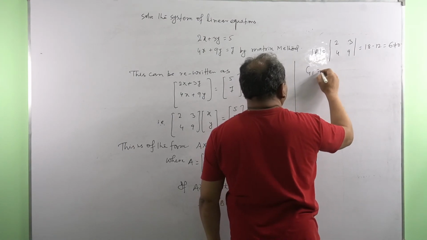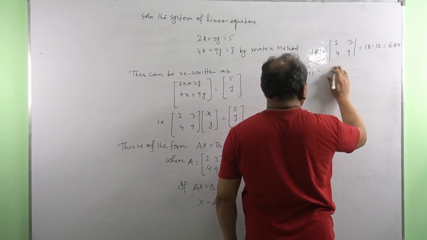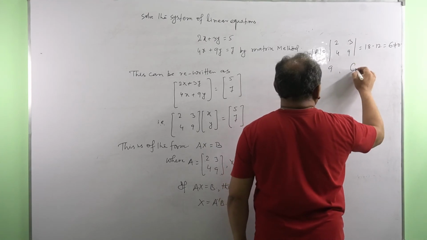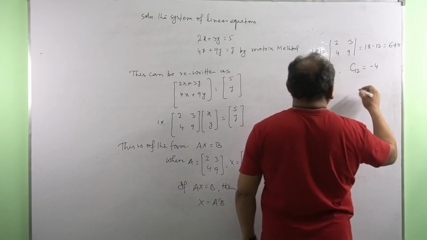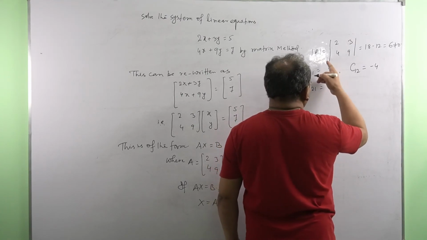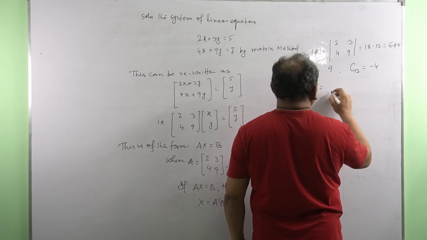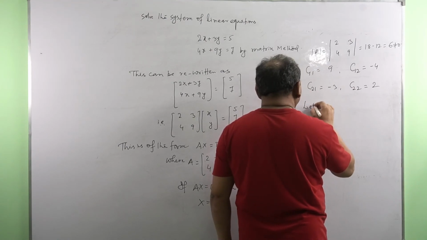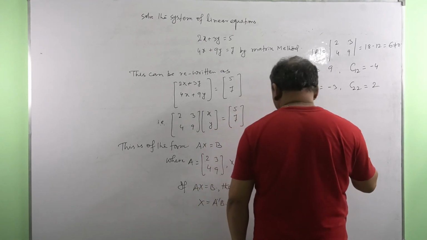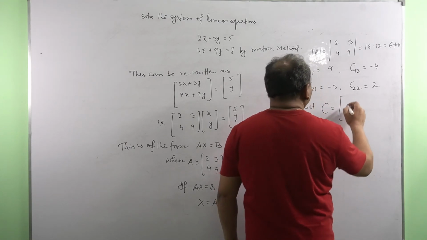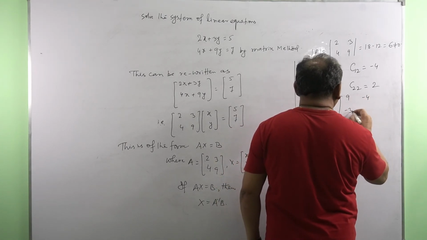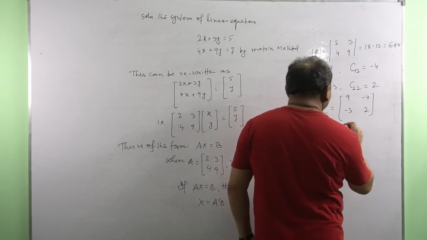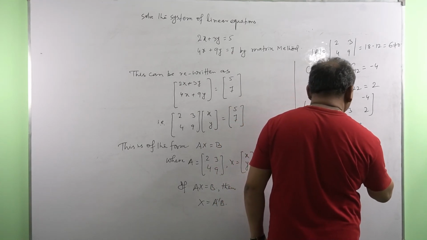C11 is minus 1 raised to 1 plus 1 times the minor, so C11 is 9, C12 is minus 4, C21 is minus 3, and C22 is plus 2. Let C be another matrix. C is equal to 9, minus 4, minus 3, 2. Therefore the transpose of C is equal to 9, minus 3, minus 4, 2.